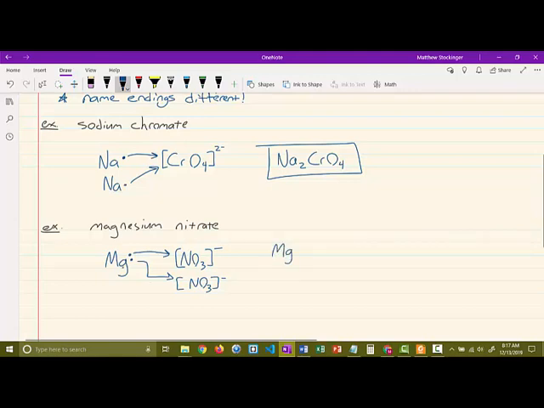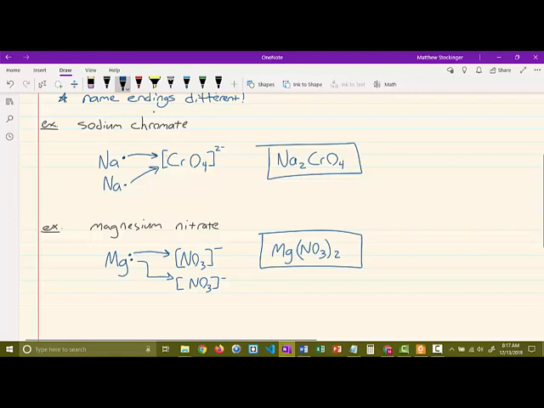Now here's something new. We've got 1 magnesium, and now we have 2 nitrates. But if I write NO3 and then put a 2 there, well, that doesn't look right. It says NO32 then, and that's no good. So what you do with a polyatomic is you put the whole thing in parentheses and then you put a 2 on the outside. So that's saying now I have 2 nitrate ions. And that's the formula for magnesium nitrate.